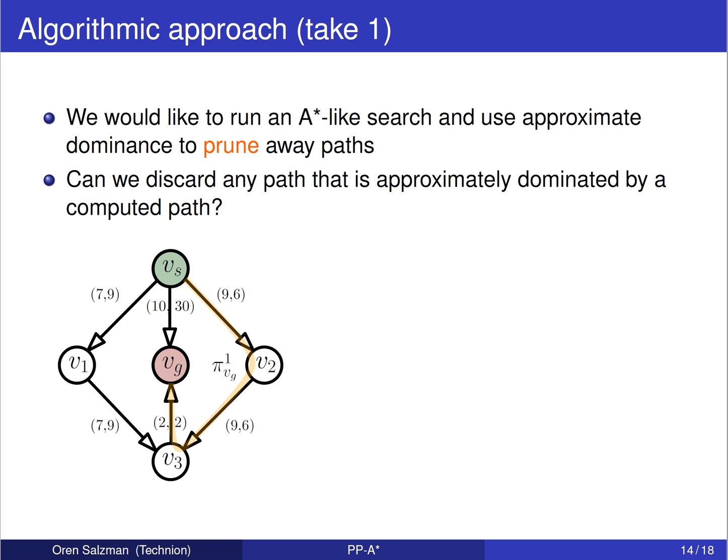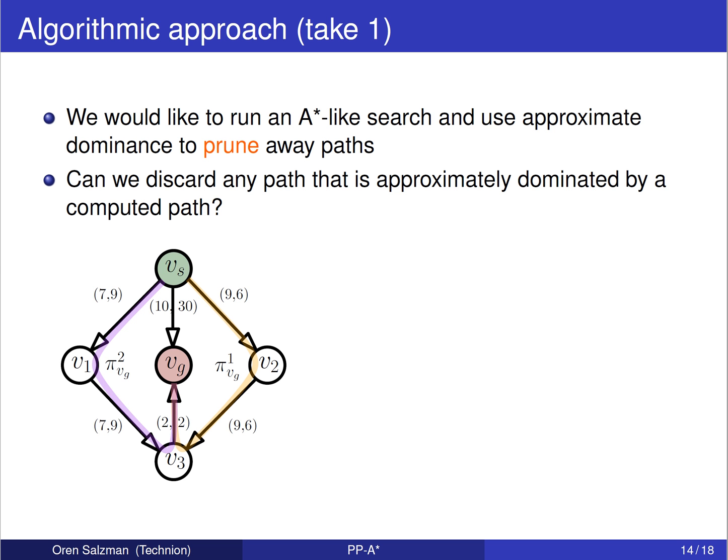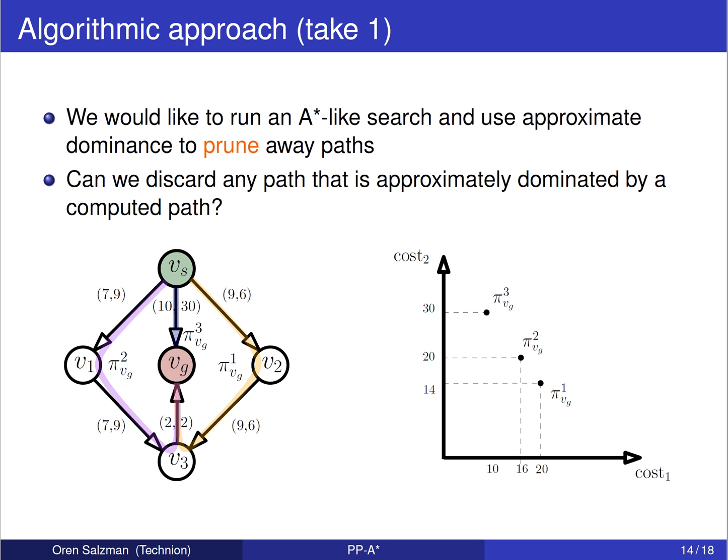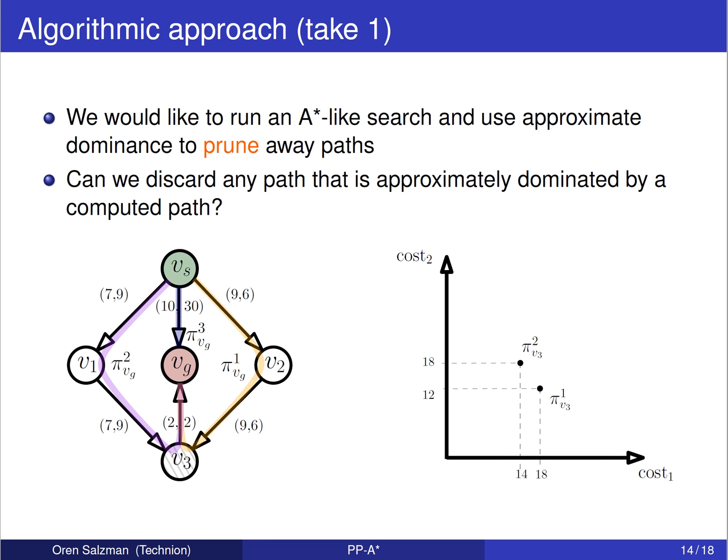Pi1 is the yellow path, Pi2 the purple path, and Pi3 the blue path. I plotted each one of these paths on our handy plane, and we can see that no one of these paths dominates any other. So all three paths are on the Pareto-optimal frontier to the goal vertex. Now, let's see what would have happened had we taken the approach of pruning away approximately dominated paths.